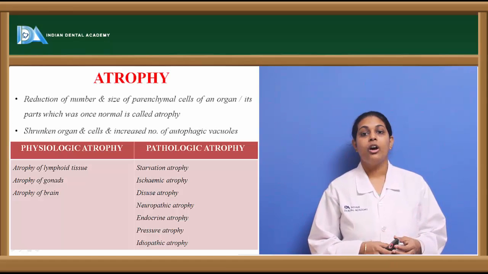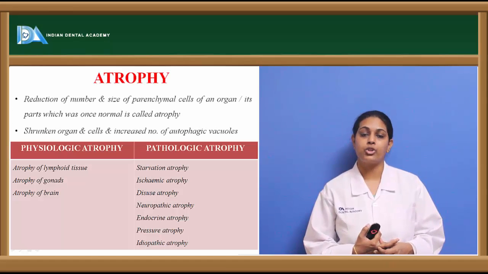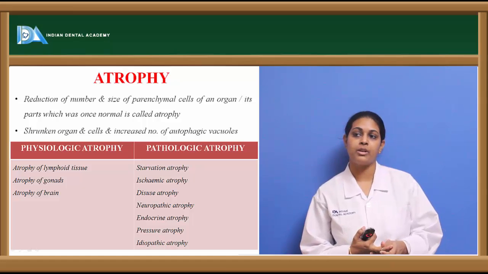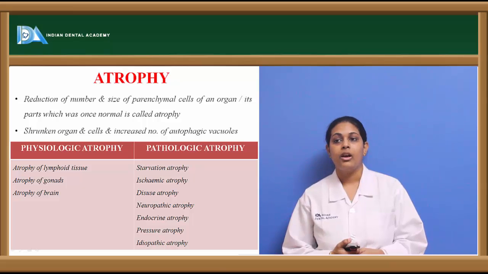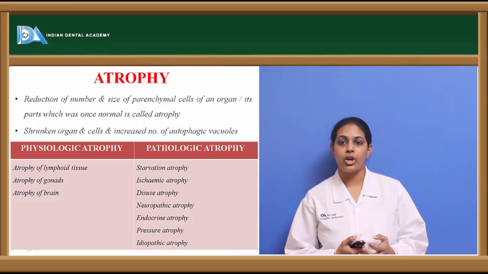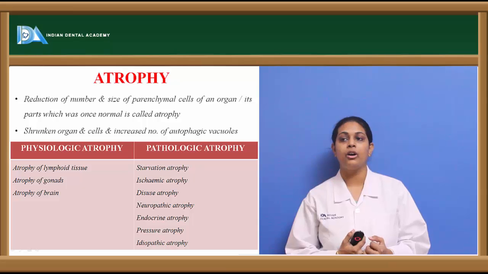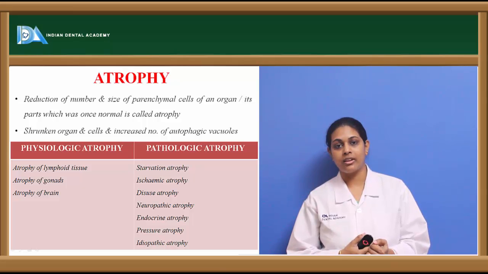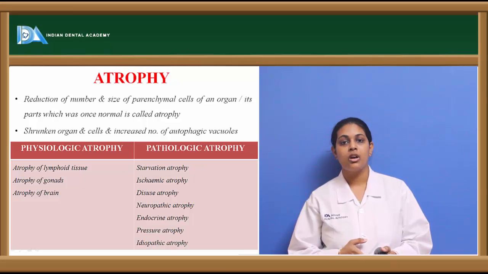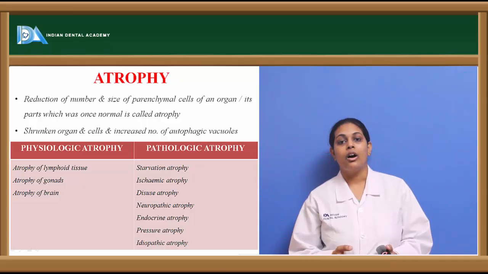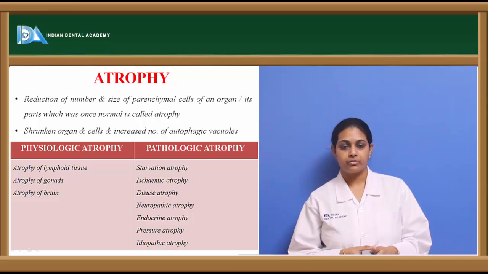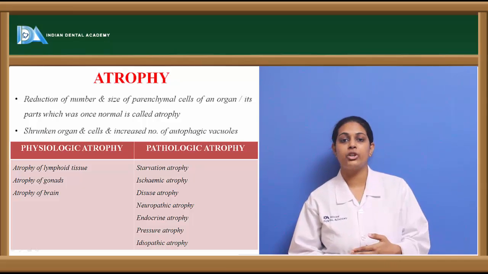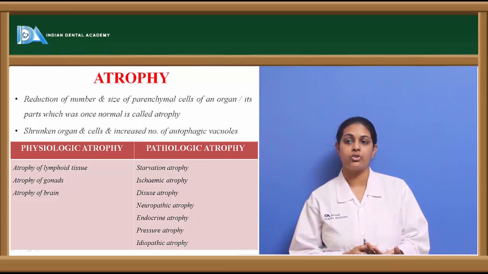Coming to atrophy, usually it can be defined as the reduction in the number as well as size of the parenchymal cells of an organ, or otherwise its part which was once normal. And usually the organ appears to be shrunken because of the decreased size and number. And other than that, we also see there's an increase in the number of autophagic vacuoles, which are usually confined to a process known as autophagy, where it tries to remove the abnormal cells from the body. And this atrophy can be classified into physiologic atrophy or otherwise pathologic atrophy.